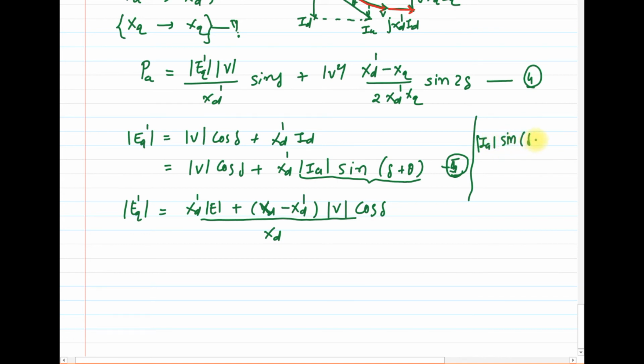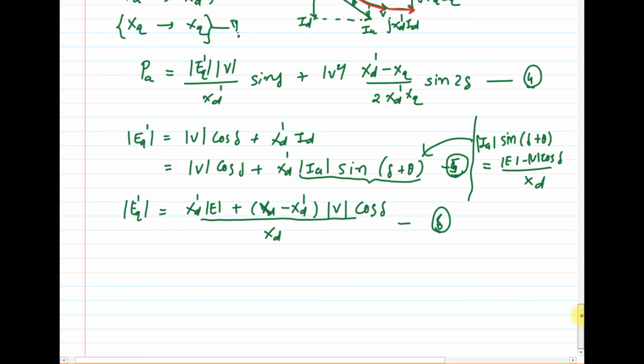If you wish, you can write, instead of this IA sine(delta plus theta), just substitute (E minus V cos delta) divided by XD. Just substitute IA sine(delta plus theta) is equal to (E minus V cos delta) by XD. So you will get the final equation of transient generated EMF of synchronous machine, the equation number 6.